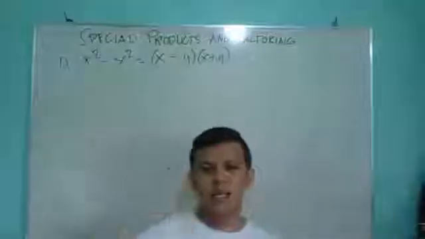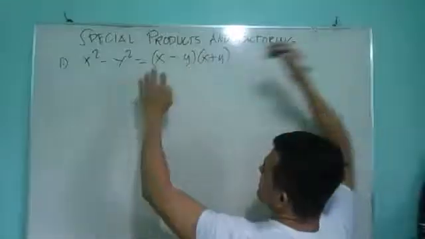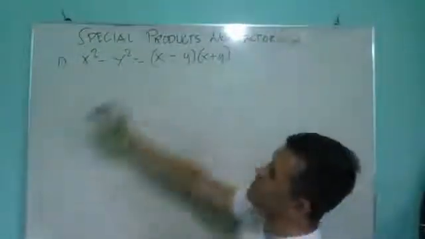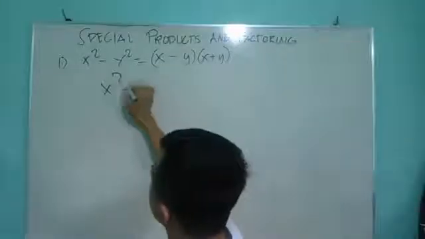We have here x squared minus y squared. If you see this kind of question, this is just the product of the sum and difference of the two variables involved. So just copy x minus y and then times x plus y. That's it. For example, x squared minus 9.